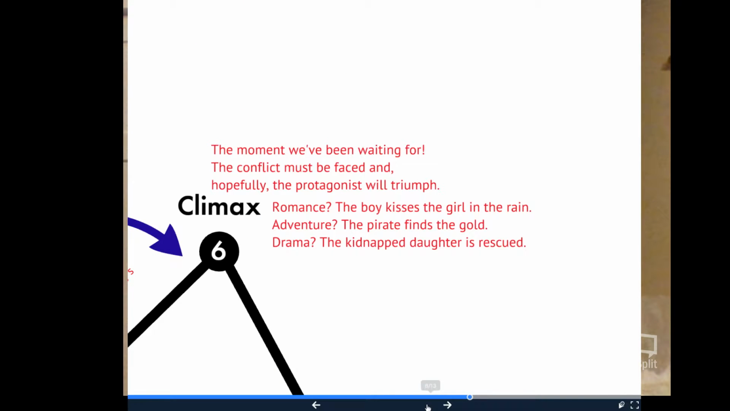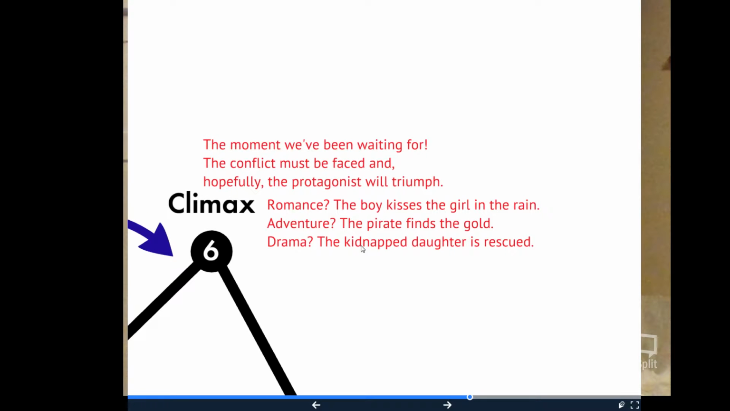Now, the climax. This is also called the turning point. This is the moment we've been waiting for. The conflict must be faced, and hopefully the protagonist will triumph. Romance, the boy kisses the girl in the rain, or the adventure, the pirate finds the gold, or drama, the kidnapped daughter is rescued. Something happens. Sorry, it's lagging just a little bit, and I apologize. Something happens at the climax.